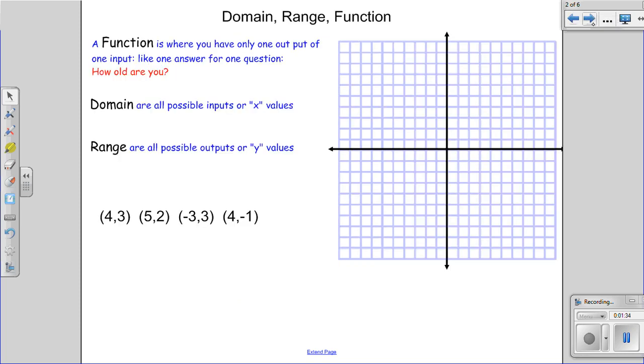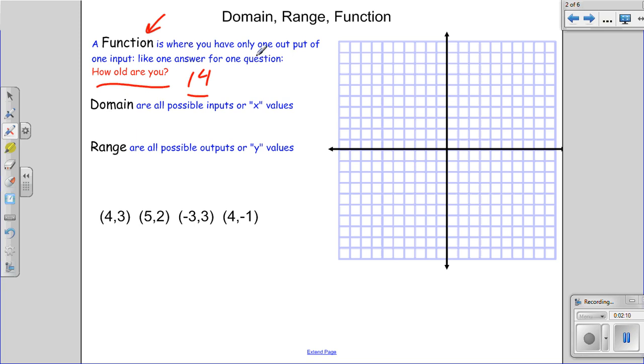Now, another piece of the graph that we have to be aware of is whether it's a function, and the domain and range. A function means that for every input, every x, there's only one y that comes out. It's like a question: for every one question, there's only one answer. For instance, if I ask you how old you are, you say I'm 14 years old. You have one question, one answer. You're not going to say I'm 14 and 18 years old. It can't happen. So that's the definition of a function: one answer for one question, one output for one input.